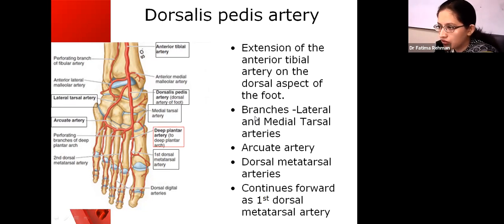At which level does the plantar artery join the dorsal arteries of the foot? The plantar artery, as I told you, joins from the intermetatarsal space at the level of the body of the metatarsal bone.